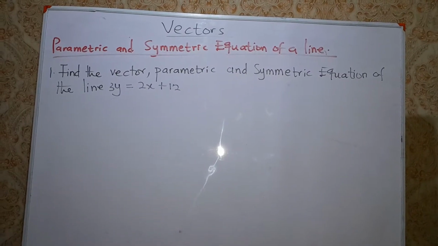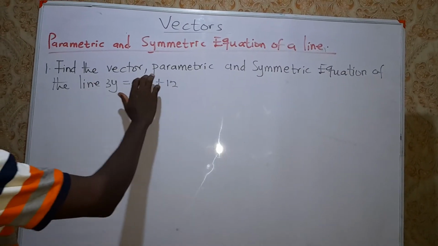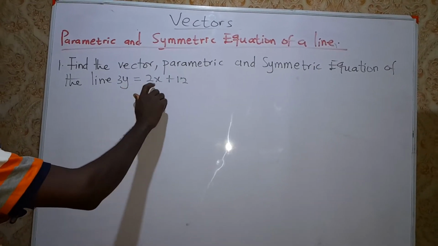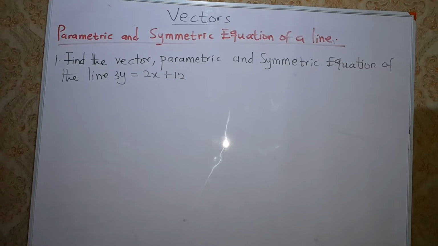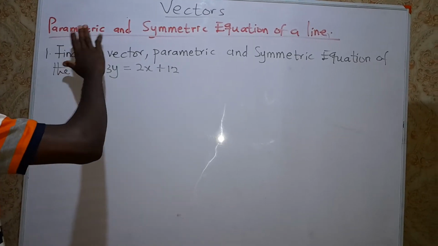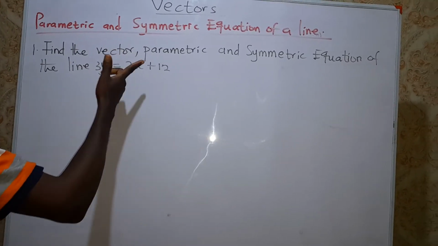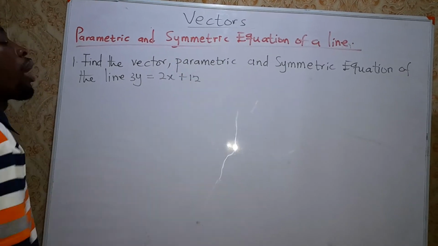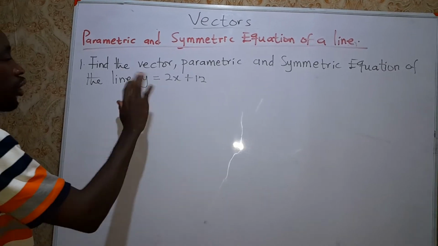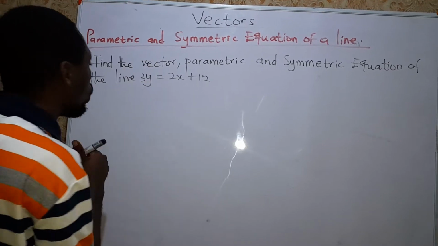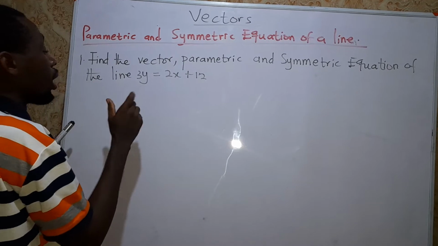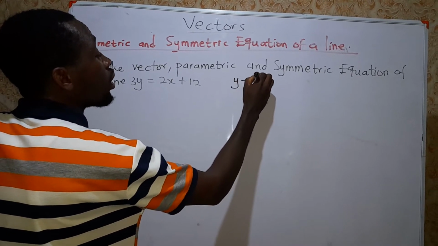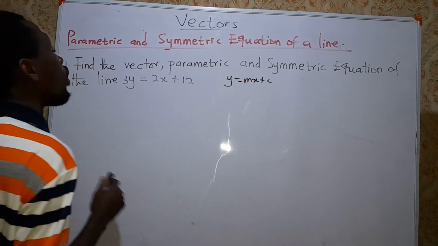Okay, so let's solve our first question. They say, find the vector, parametric, and symmetric equation of the line 3y equal to 2x plus 12. So remember, before we can find parametric equation, we need the vector equation. And before we can find the symmetric equation, we need a parametric equation. So now let's find the vector equation first. So we must write this line in the form y equal to mx plus c, if you remember very well.